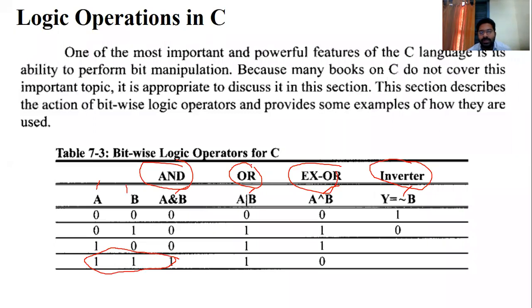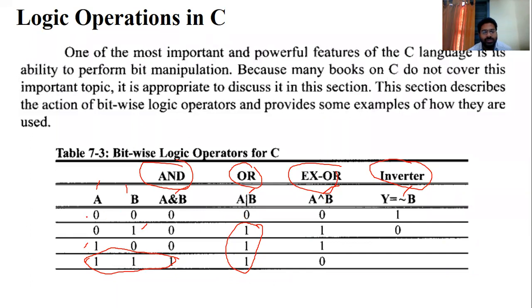What does the OR operation mean? If any one of the inputs is true, the output is true. Any one of the inputs is true, the output is true. What is the XOR operation? If two inputs are the same, the output is false.